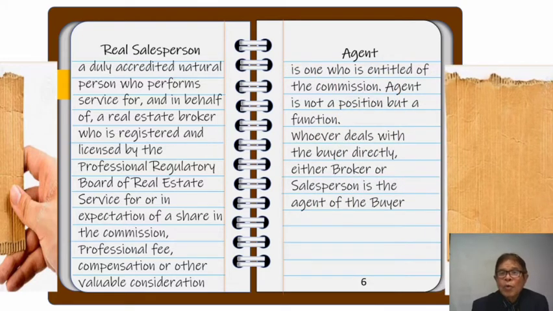An agent is one who is entitled of the commission. Agent is not a position but a function. Whoever deals with the buyer directly, either broker or salesperson, is the agent of the buyer.